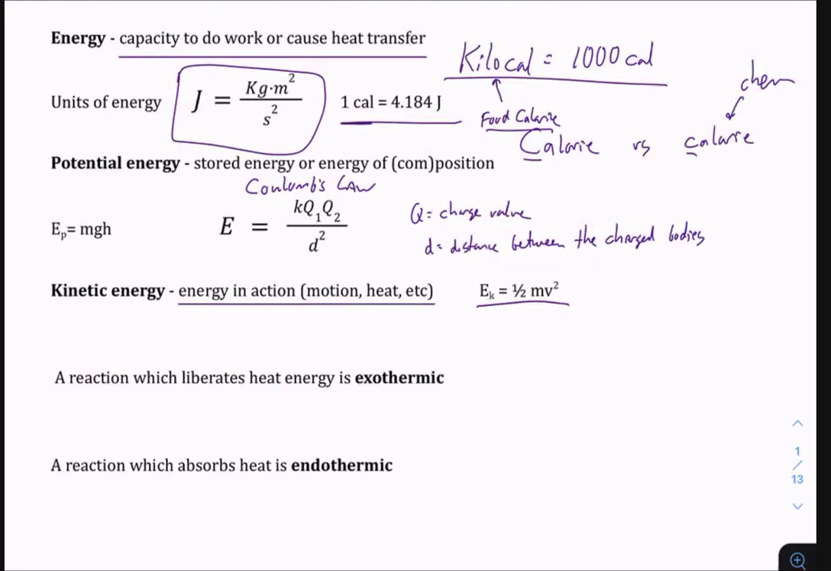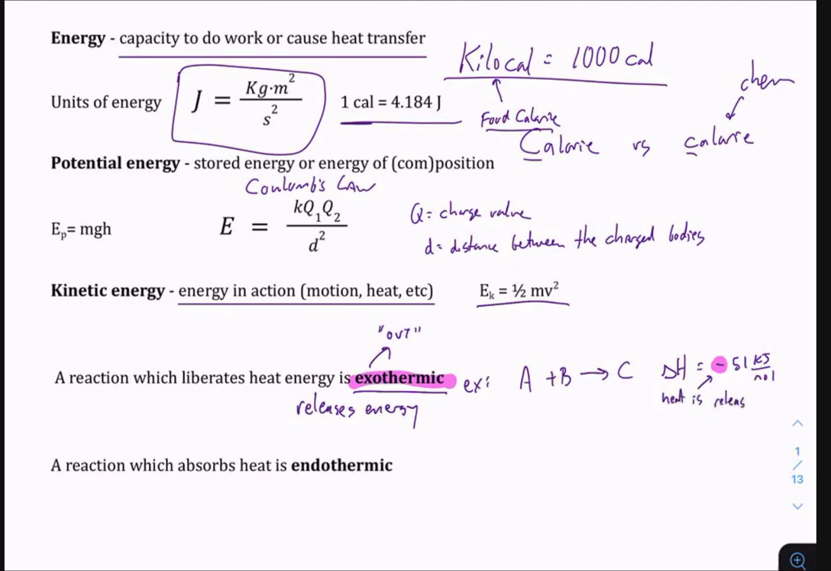In this unit, you're going to see two types of reactions. Exothermic: the Latin prefix exo means out. So an exothermic reaction liberates heat, releases energy. Next to a reaction, for example A plus B forms C, you will see a delta H value, and if it's exothermic, the delta H will be negative, because the negative is relative to the reaction: heat is released.